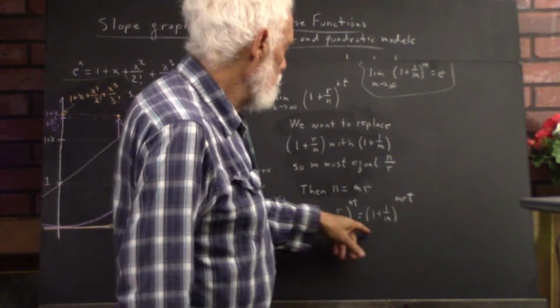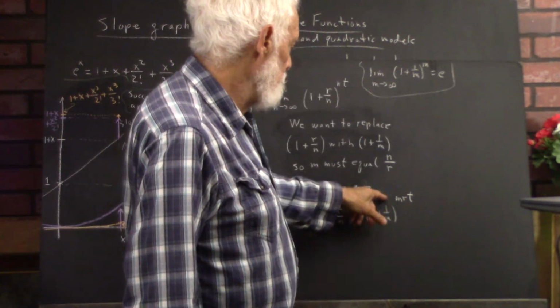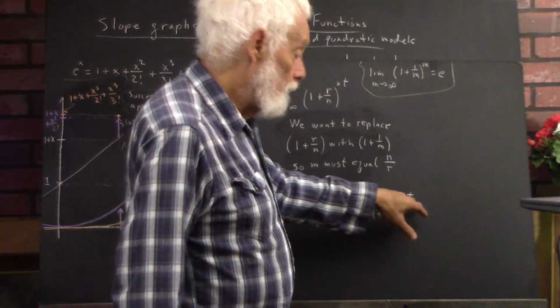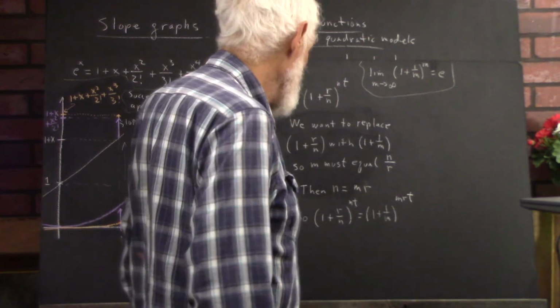And here we sort of have this expression. We've got (1 + 1/m)^m here. But what are we going to do about that rt? Because we just don't want that rt on there.